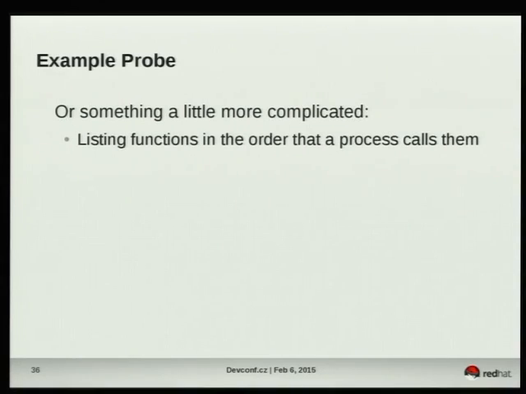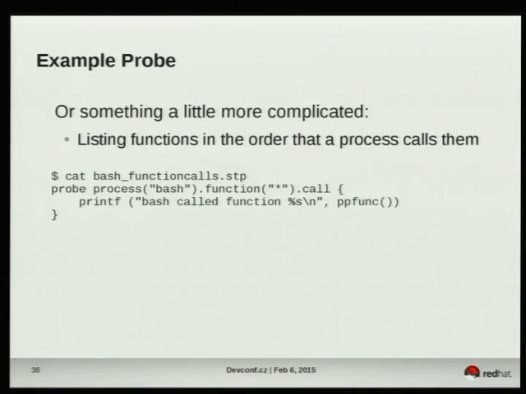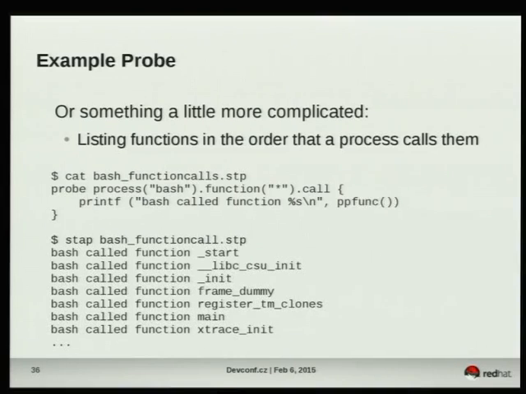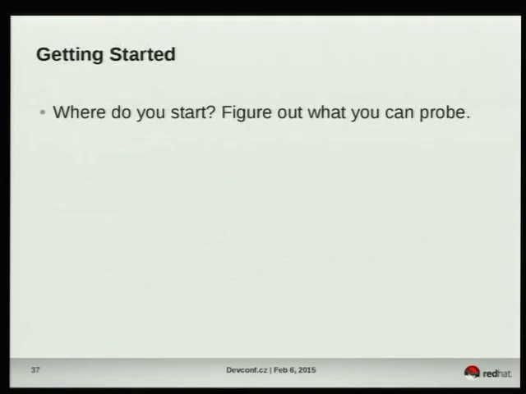You can do stuff a little bit more complicated, listing functions in the order that processes call them, right? So people enjoy tracing through functions or programs. And what you do there would be have a predicate, so for example, bash, and then the regular expression, just star for function. And on the call, the handler would be something along the lines of print out the function name, so probefunc, that function we provide for you. You run that when bash is running, you can see the startup going all the way through main. So this is kind of like an ftrace, if you will, for a user space program.